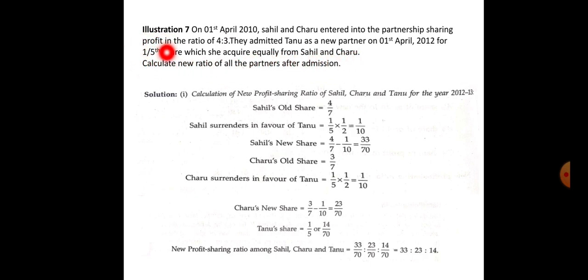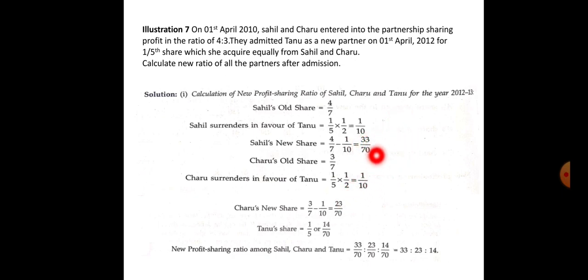Equally, मतलब 1/5 का आधा शेयर तो वो ले लेगी साहिल से और 1/5 का आधा ले लेगी चारू से, क्लियर ना। 1/5 का आधा, it means 1/5 into 1/2, 1/10 would be surrendered by Sahil. अगर साहिल 1/10 सरेंडर करेगा तो उसके पास क्या बचेगा, उसका ओल्ड रेशियो क्या है 4/7, 4/7 minus 1/10 would be surrendered in favour of Tanu, तो उसके पास क्या बचेगा 33/70। चारू का ओल्ड शेयर क्या है 3/7, and this half of this 1/5 will be surrendered by Charu, तो हाफ उसका कितना होगा 1/10 सेम। उसके पास क्या बचेगा 3/7 में से 1/10 माइनस कर दिया, 23/70.